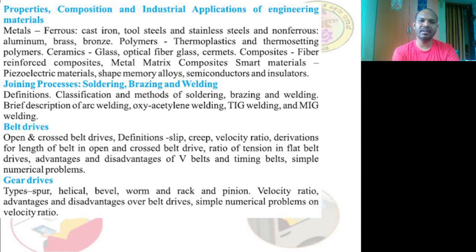And in the final chapter of this fourth module, we shall discuss the gear drives. What are these gears? What are the types of gear drives, like spur gear, helical gear, bevel gear, worm gear, and rack and pinion gears. And corresponding to these gear drives, we will also study the velocity ratio, the advantages and disadvantages of gear drives over the belt drives, and simple numerical problems on the same velocity ratio. Okay, let us talk about the properties.